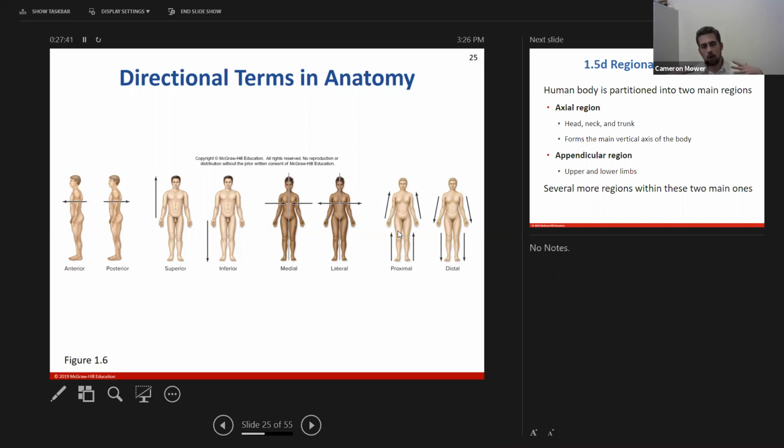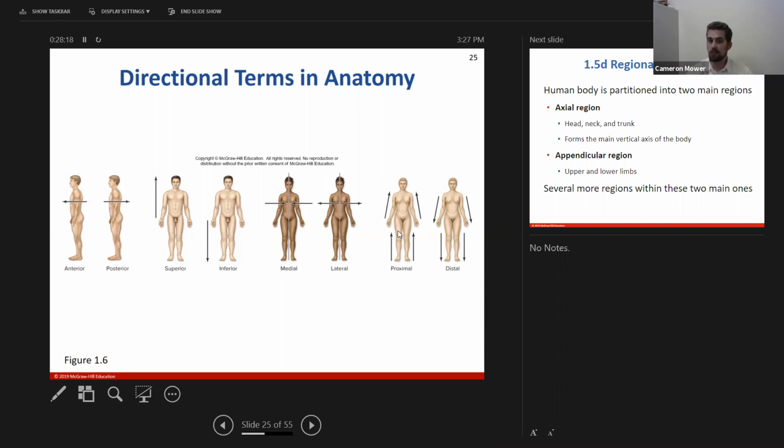Proximal is going to be closer to the midline of the body. Distal is going to be further away. And so let's see here. I've got my fingers, right? My fingers are distal, okay? They are distal to my elbow. All right. My shoulder, however, is proximal to my elbow. My fingers are farther away from the midline than the elbow, but the shoulder is closer to the midline than the elbow. So the shoulder is proximal to the elbow. The fingers are distal to the elbow.